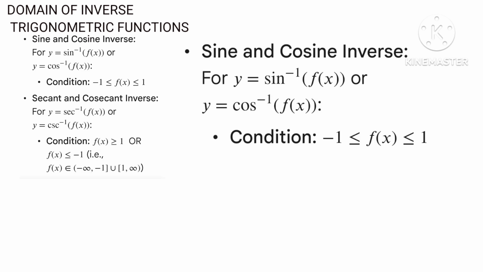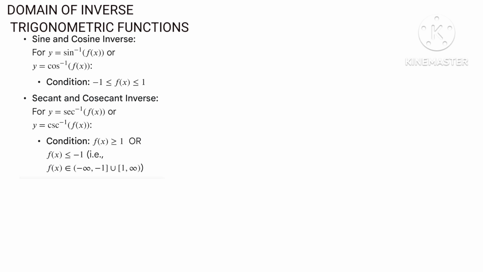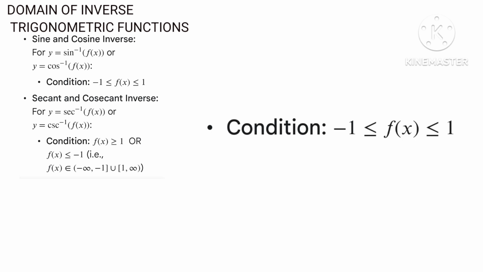Sine and cosine inverse. For y is equal to sine inverse of f of x or y is equal to cos inverse of f of x, the condition is that it must lie between minus 1 and plus 1, which means minus 1 less than or equal to f of x less than or equal to 1.